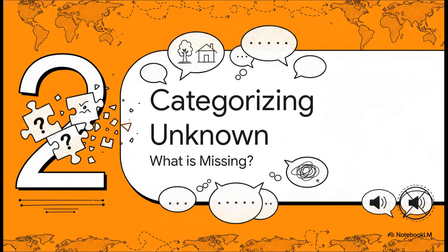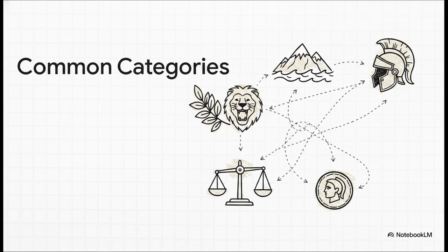Which brings us to part 2, categorizing the unknown. Just what exactly is missing? Well, the sheer volume of unknown ideas that translators encounter is honestly staggering. It's not just one or two tricky words here and there. We're talking about entire categories of life.